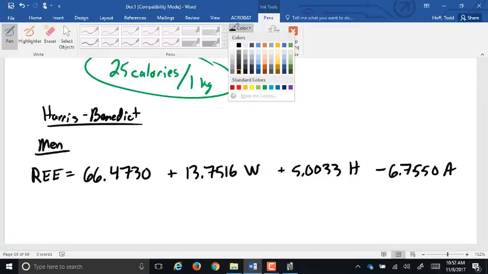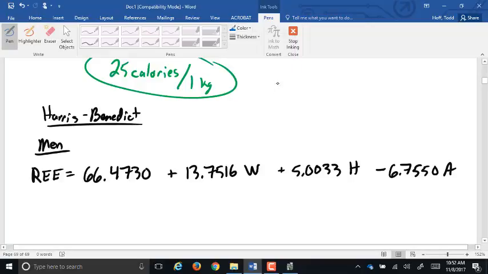This is also found, by the way, right in your packet. So if you don't have these down, you don't have to write them down. But there are three things here that the Harris-Benedict model is saying affect your resting energy expenditure: weight, height, and age, all in the formula.